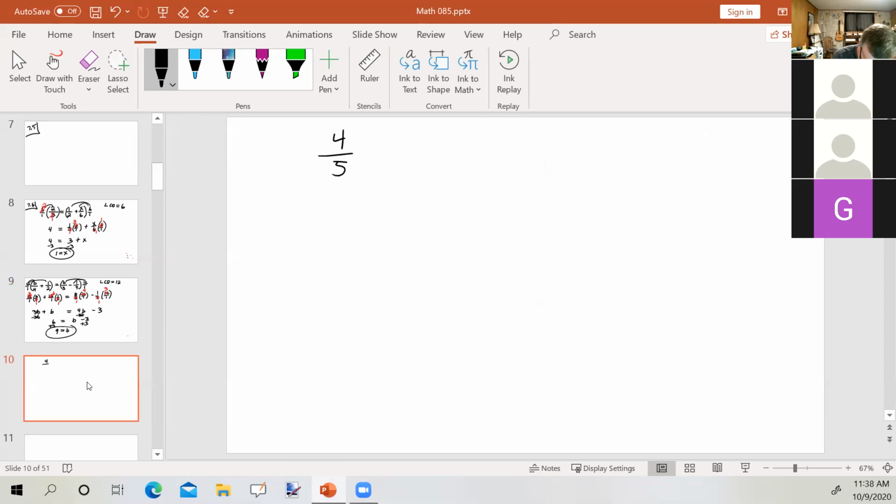Four fifths minus 1 over 10x equals 7 over 15. So what is the LCD of 5, 10x, and 15? Be careful. 30x. Good job, 30x. And the rest of you, if you have any questions about where they got that, speak up and I'll go through it if you need me to. Otherwise, I'll just continue on.